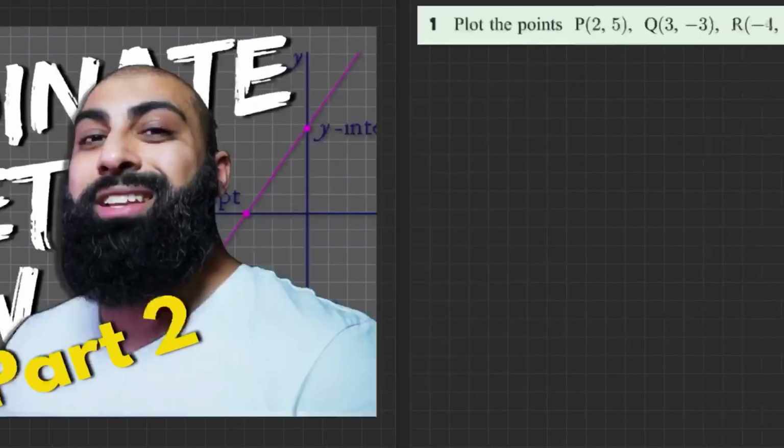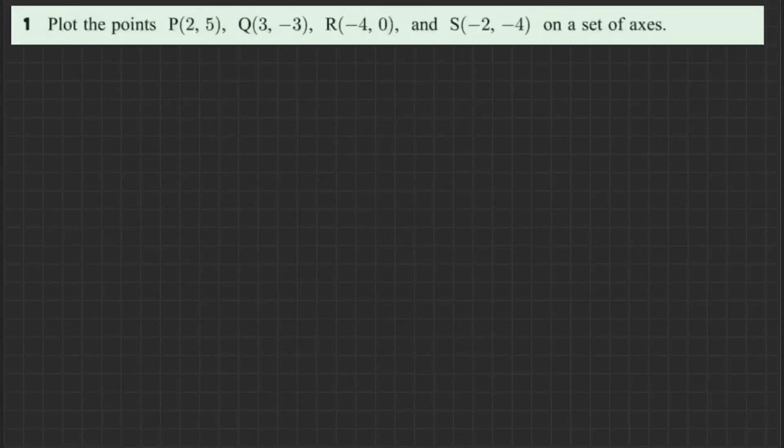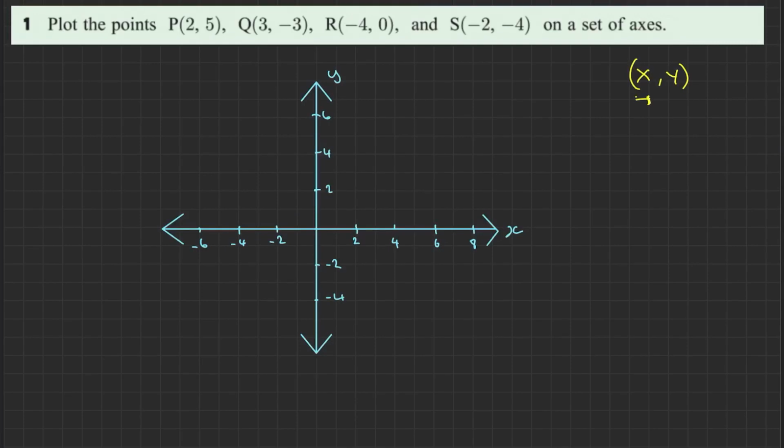In this video, we're going to be doing coordinate geometry review part 2. Okay, so question 1, let's just jump straight into this. Plot the points P, Q, R, S on the same set of axes. Remember, X is first and then Y. X is always left and right, and Y is up and down.